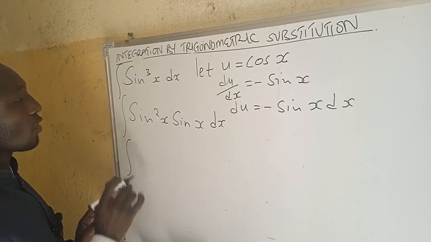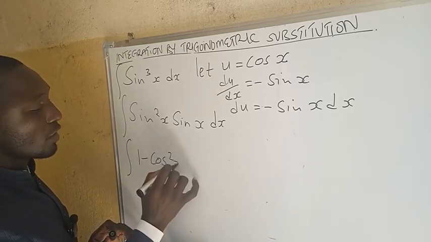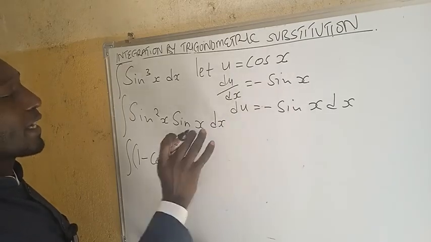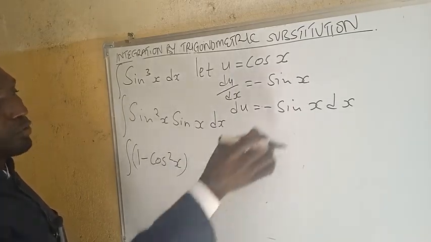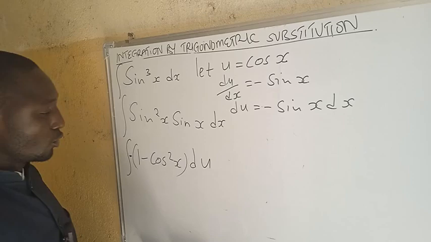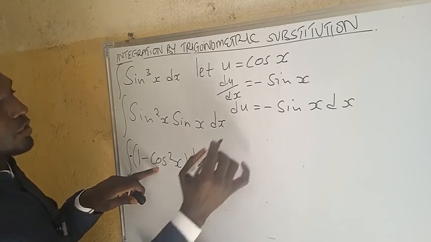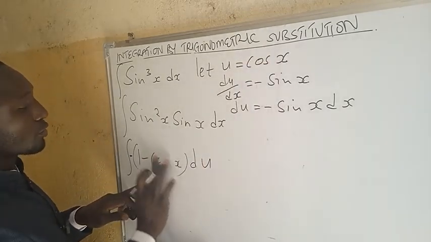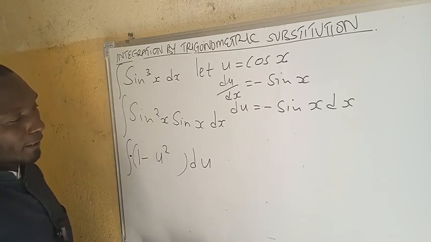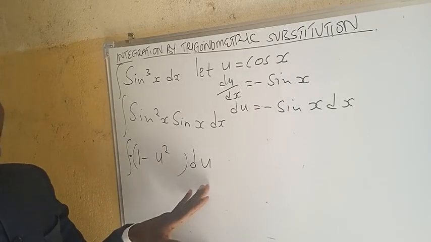So we have the integral of sine squared x, which we said was 1 minus cos squared of x. Sine x dx we said was du, but we have a negative sign, so we are going to write that negative. Then we have du. And then we said u is equal to cos x. So we are not going to write cos squared of x, but instead we are going to have u squared. So this is what we are going to integrate, this function here with respect to u.